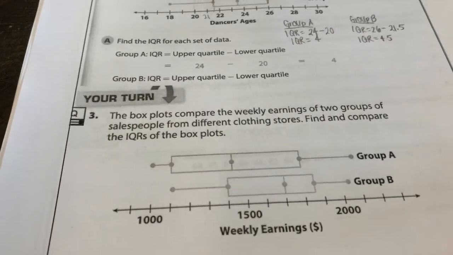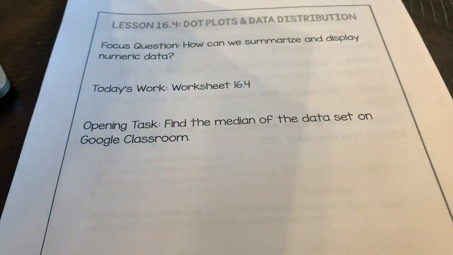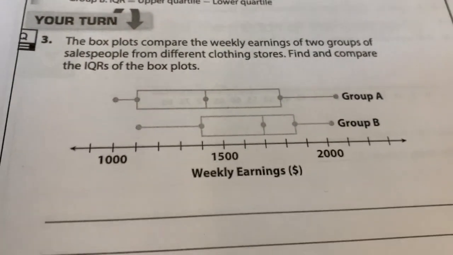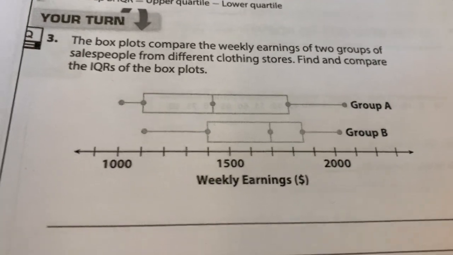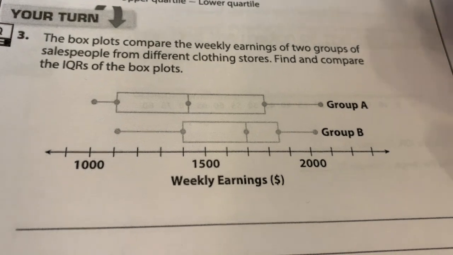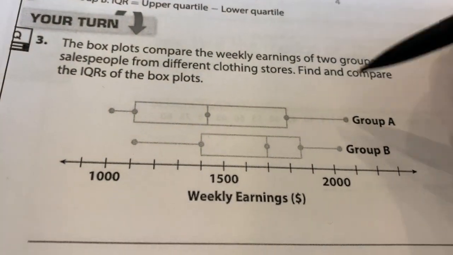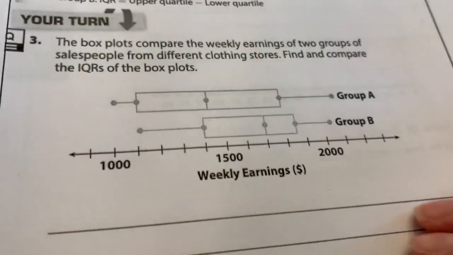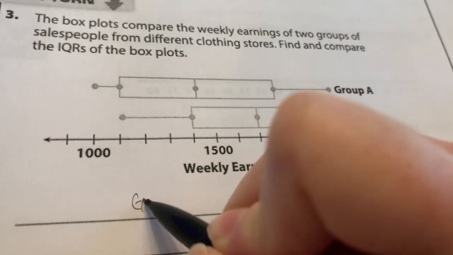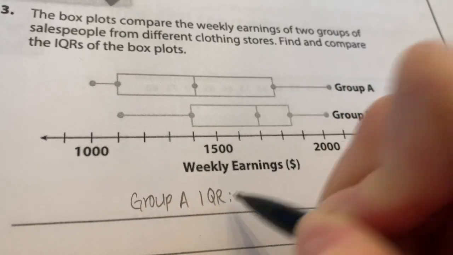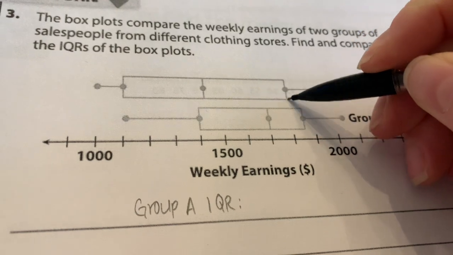Now we're going to try the your turn. Actually, yeah, we'll do it together. So the box plots compare the weekly earnings of two groups of salespeople from different clothing stores. We're going to find and compare the IQRs of the box plots. So, group A, the IQR of group A is going to be, just follow it down.